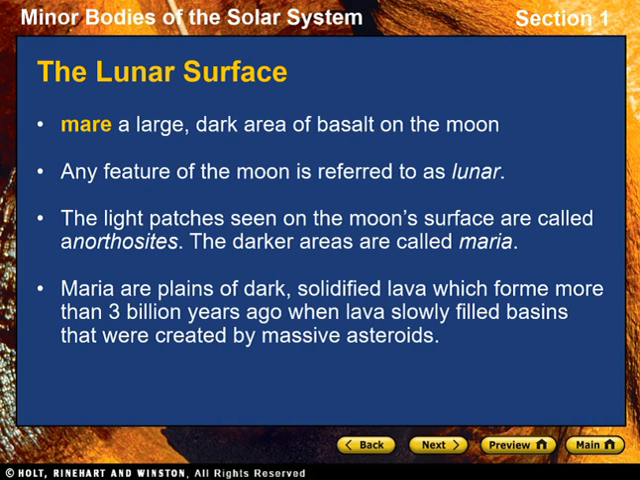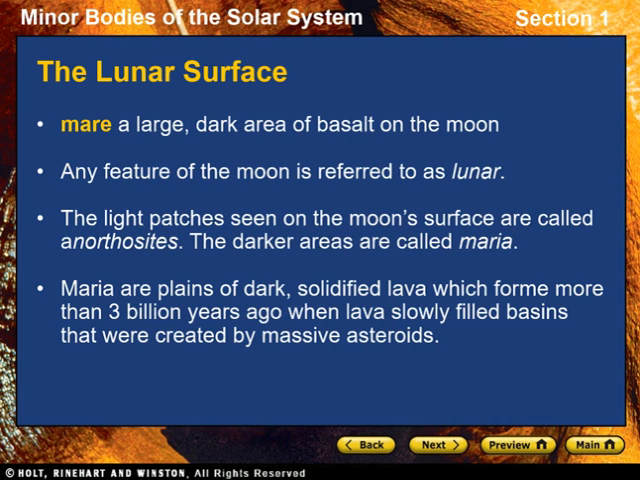The lunar surface. Because luna is the Latin word for moon, any feature of the Moon is referred to as lunar. Light and dark patches on the Moon can be seen with the unaided eye. The lighter areas are rough highlands that are composed of rocks called anorthosites. The darker areas are smooth, they reflect less light, and are called maria.